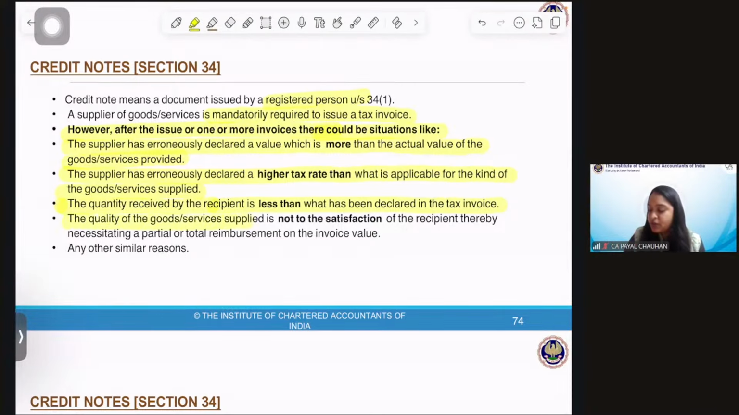The quality of the goods supplied is not satisfactory to the recipient, thereby necessitating a partial or total reimbursement of the invoice value. You asked me for the A category of good, but due to a mistake, I supplied you the B category of good. So now you want the difference between the prices to be paid to you. I'll issue you a credit note, or any other similar situation. Yes, Ashlesha, perfect. It's a kind of sales return.